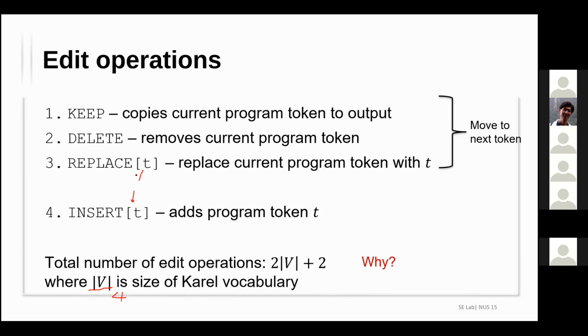So maybe I'll replace this current instruction with a move operation, or I can replace it with a turn left operation. And same for insert. So in total, actually there are 10 possible edit operations. And this is also the part where I say it's not very practical, because if the vocabulary increases, the number of edit operations also increases quite a fair bit. So that is just something I think worth mentioning.